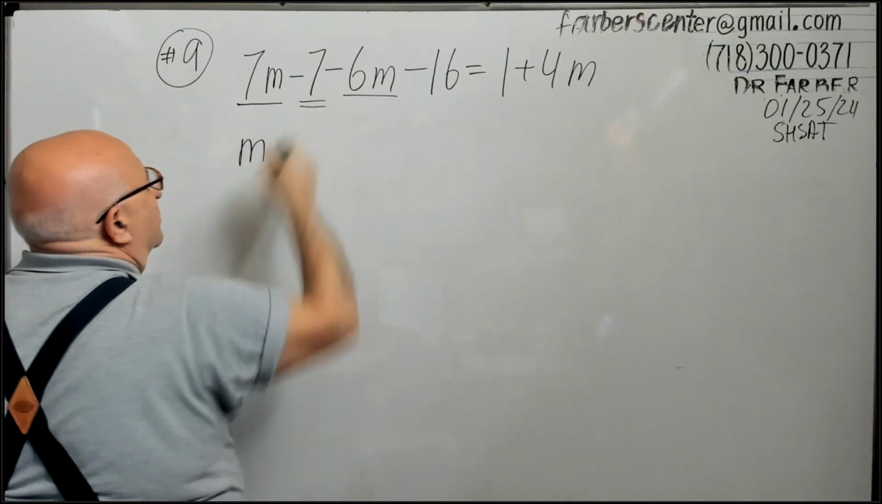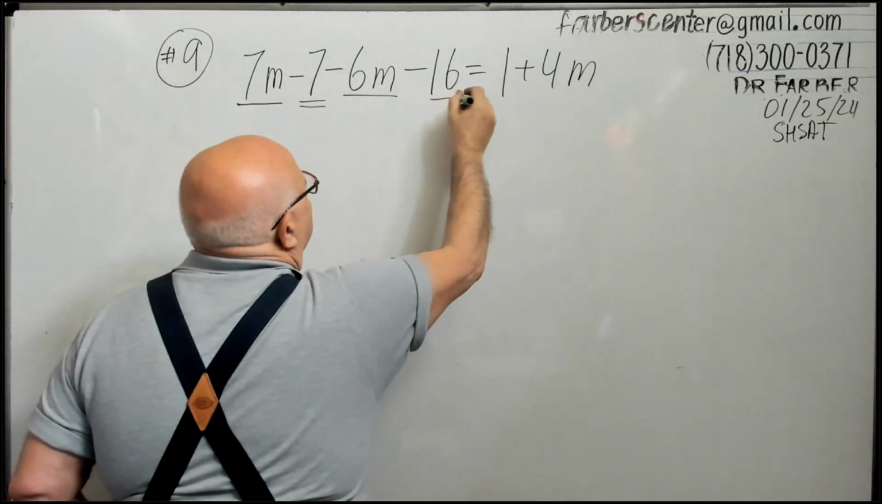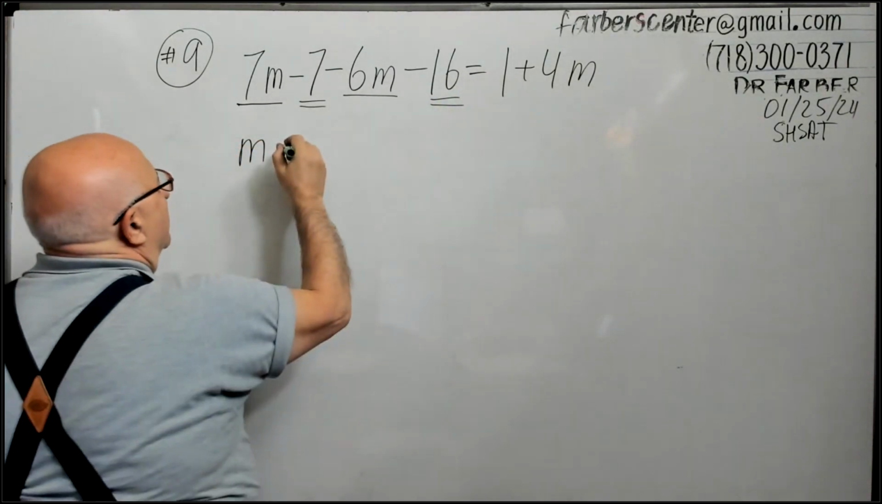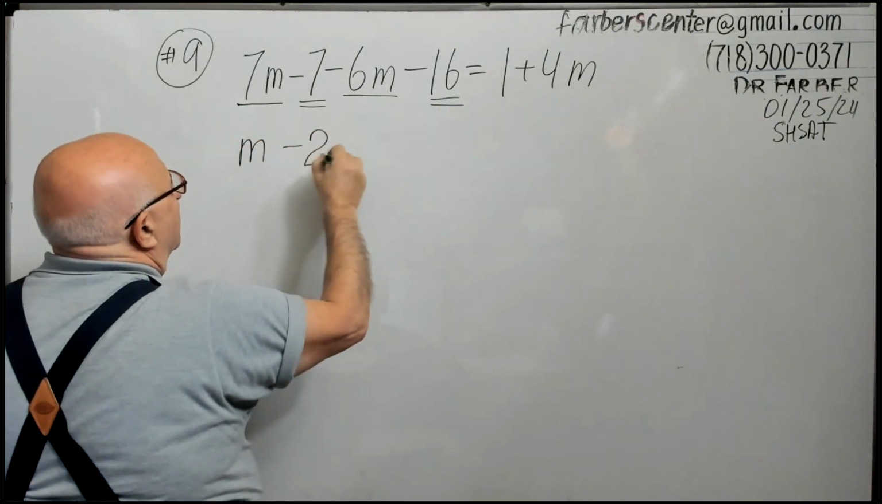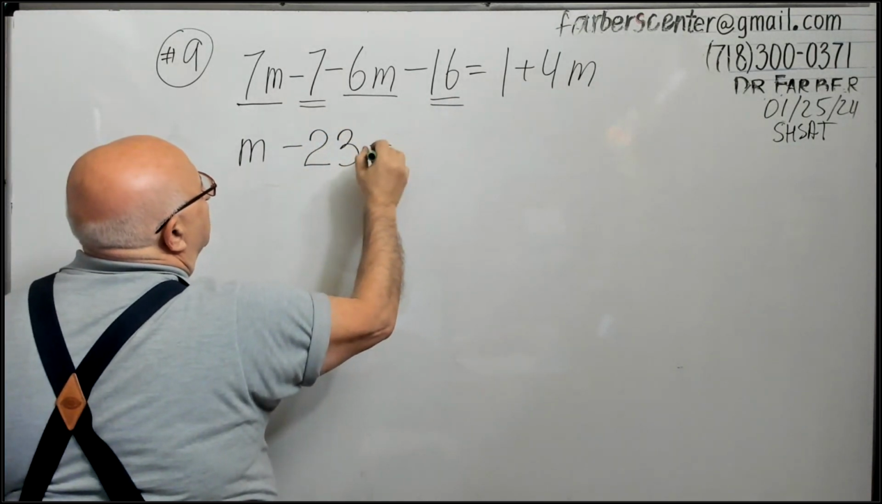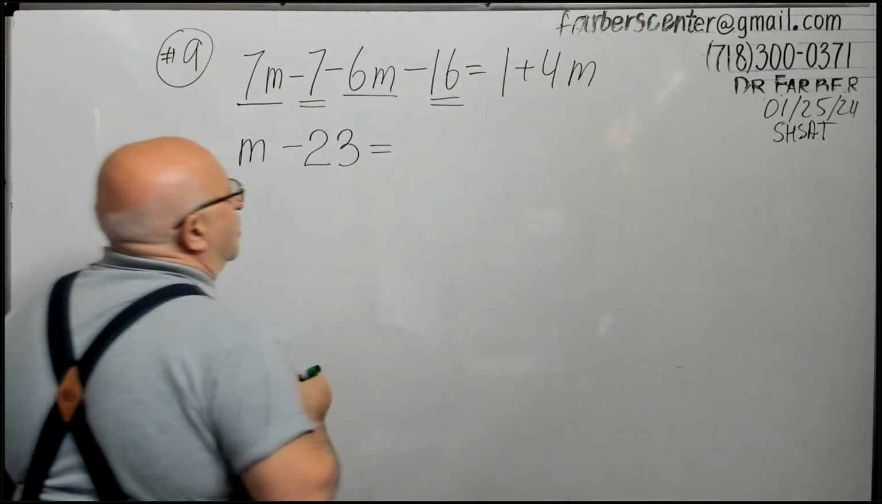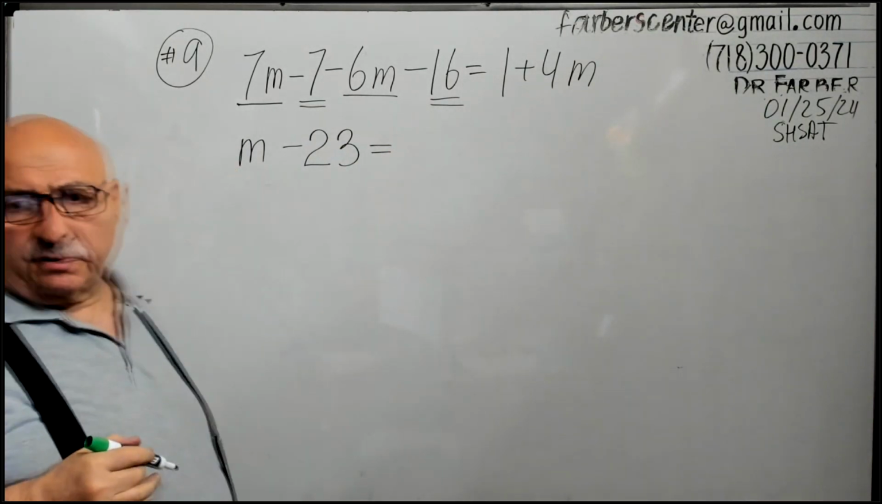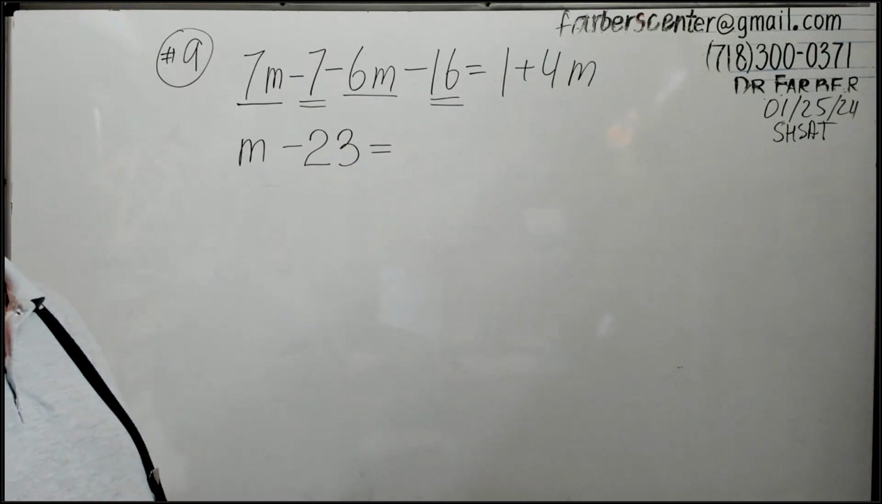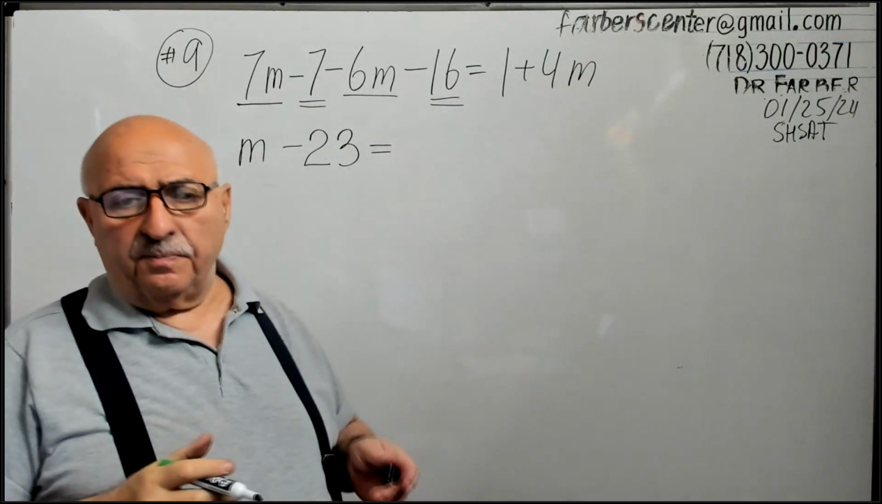Negative 7, you see, in a different manner. Minus 16. This is negative 23. What I did, I combined like terms. To understand up to this point, students, you know how to operate with negatives. Combine, shrink this, make it smaller, right?